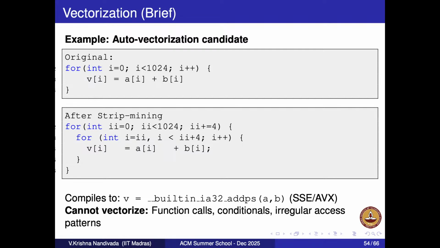Look at the gains. If I run this, how much time would I have taken here? Let us say each addition takes 1 unit. This would have taken 1024 units of time. How much time will this take? 256 plus slightly more, because the vector instructions are slightly slower than individual adds, but not as slow as 4 times. Okay. So this will be slightly more than 256 units of time.